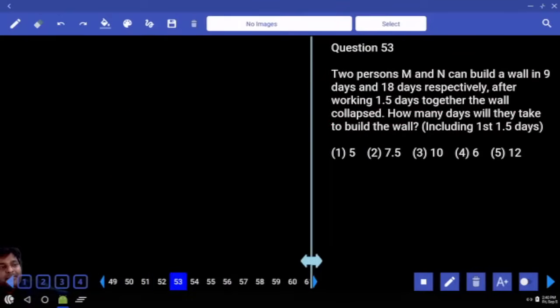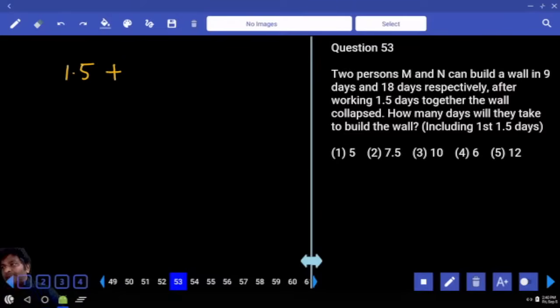Two persons M and N can build a wall in 9 and 18 days respectively. After working 1.5 days together, the wall collapsed. How many days will they take to build the wall, including first 1.5 days? See, they already worked for 1.5 days. After 1.5 days, what happened? Collapsed. Now it has become 0. 0% of the work is done now. Correct? Now, after 1.5 days, again you have to complete total work.